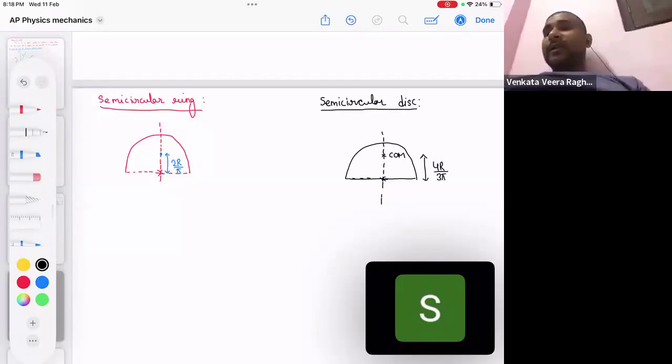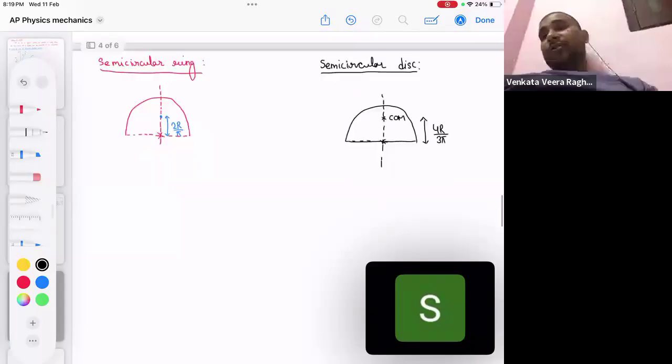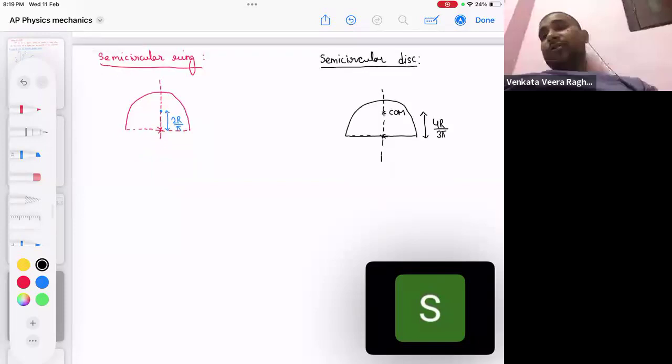Okay. So to calculate for the semicircular disk, we need to take help of what? The semicircular ring. And how do we calculate where the center of mass will come for the semicircular ring? Okay, let me write two more of them. Then we will try to calculate the location for the semicircular ring. The result is 2r by pi. How did that result come? That also we can derive.